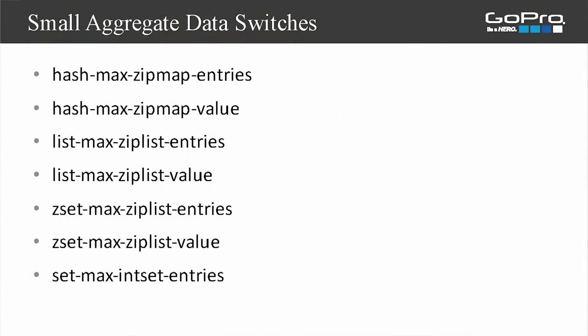Then the final tuning thing I talked about was the small aggregate data switches. This basically lets you set some limits on the size of your structured data. By limiting the size of your structured data, you're able to represent it in a much more compact fashion in memory. If you can keep things compact, you get a lot better performance out of your Redis. It's like most applications: the less memory you use, the more problems you save yourself.